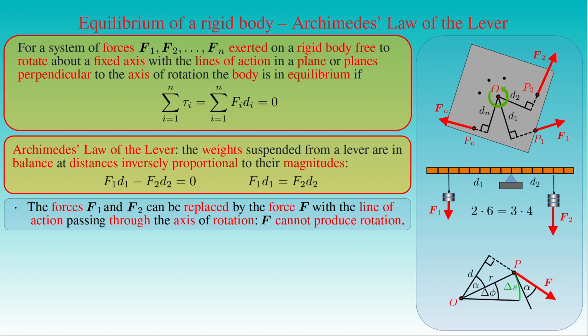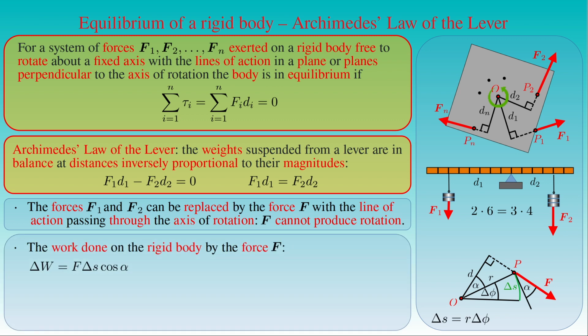If a rigid body turns through a small angle delta phi about the axis passing through the point O under the influence of the force F applied on the body at the point P, then the point P has a small displacement delta S given by R times delta phi, where R is the distance between the points O and P. The work delta W done by the force F can be written as the magnitude of the force F times the displacement delta S times cosine alpha, where alpha is the angle between the tangent to the circular trajectory of the point P and the line of action of the force F.